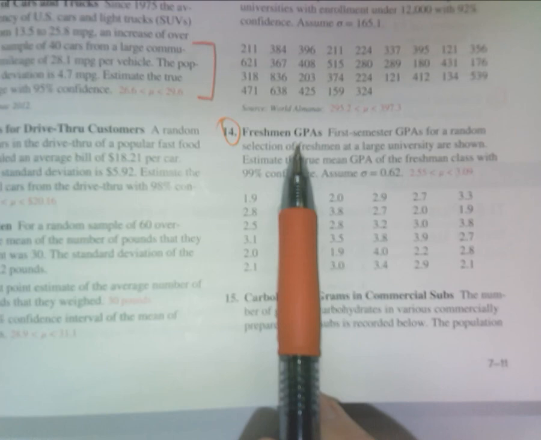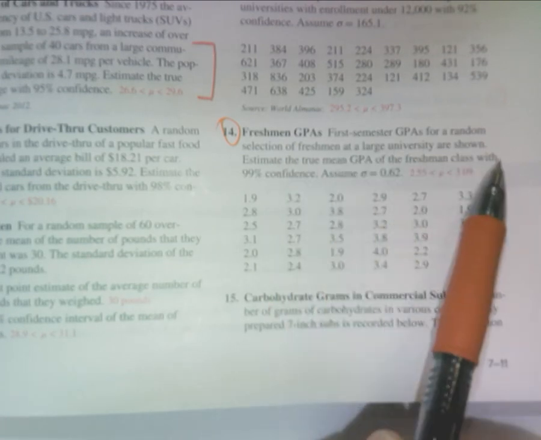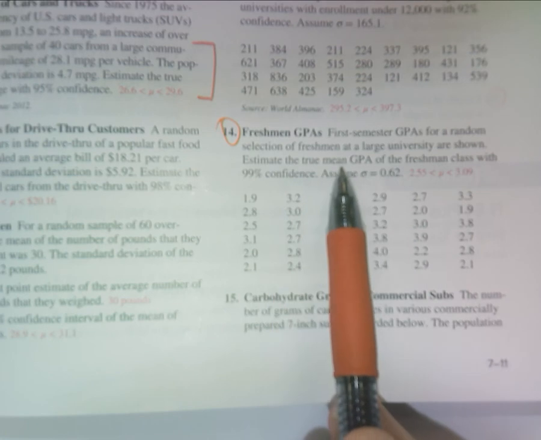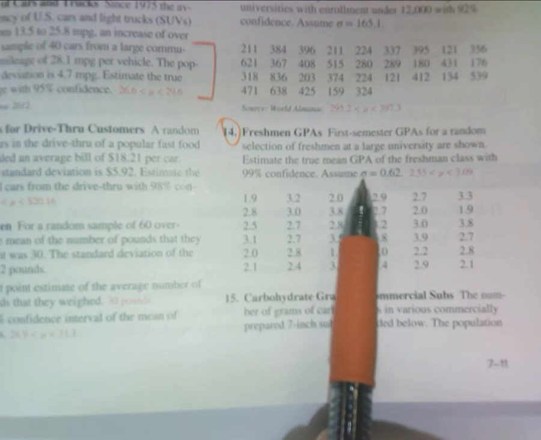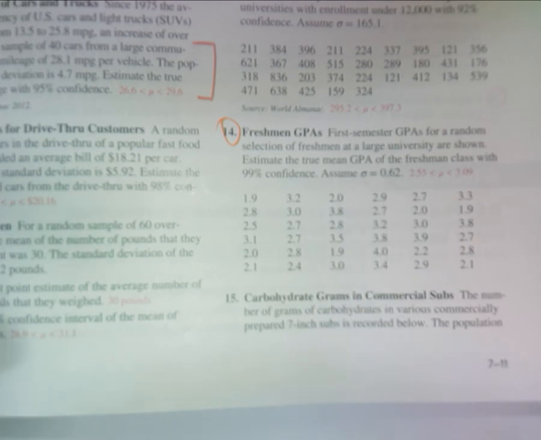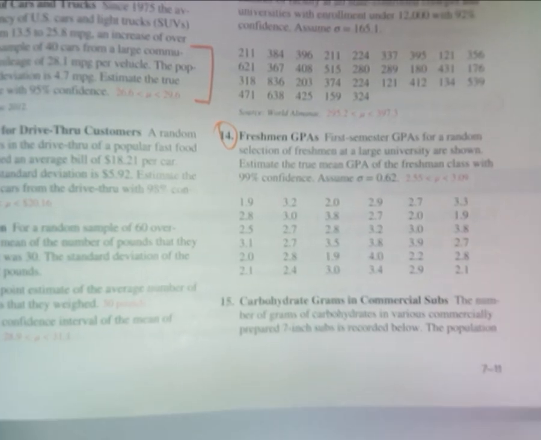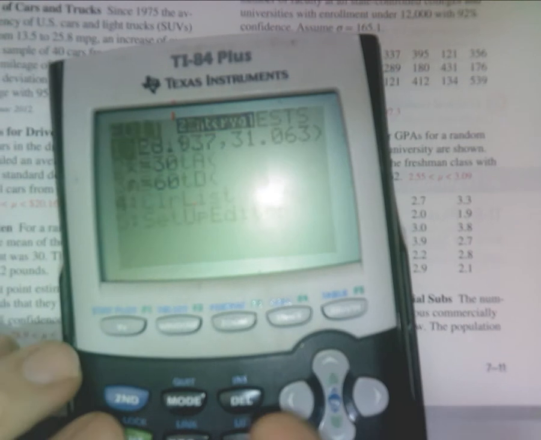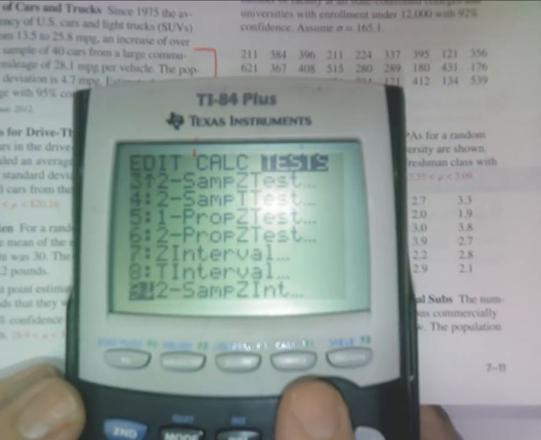Okay, so freshman GPAs. These are the first semester GPAs for a random selection of freshmen at a large university. Estimate the true mean GPA of the freshman class with 99% confidence, and assume the standard deviation is 0.62. Now, they didn't give you an N, but they gave you all this lovely data. So here's what you can do. The calculator will actually figure the mean for you. So again, go to Stat, Test, Z-interval.